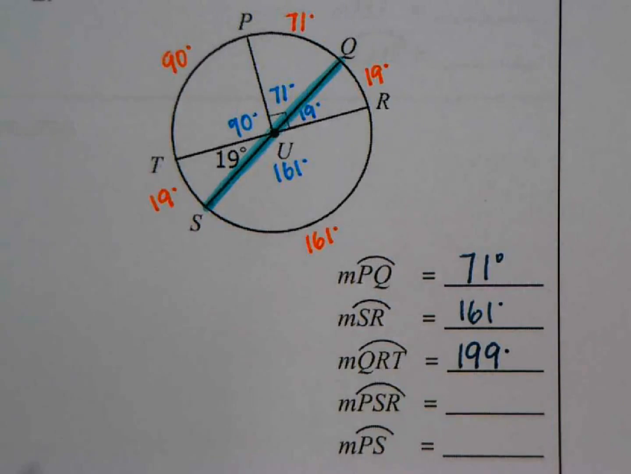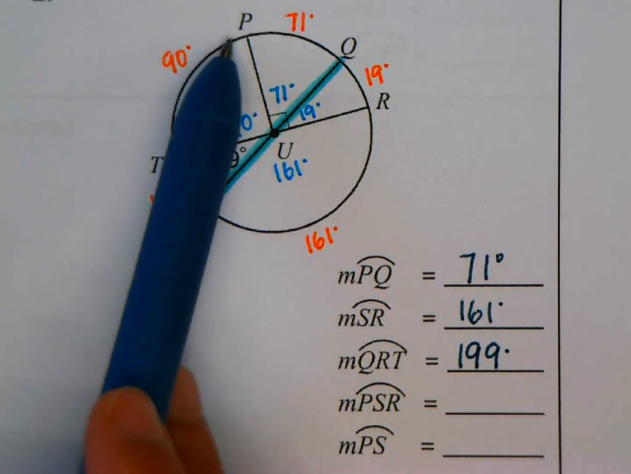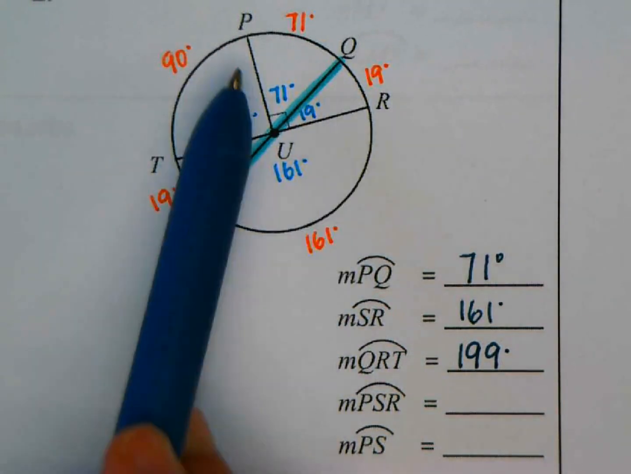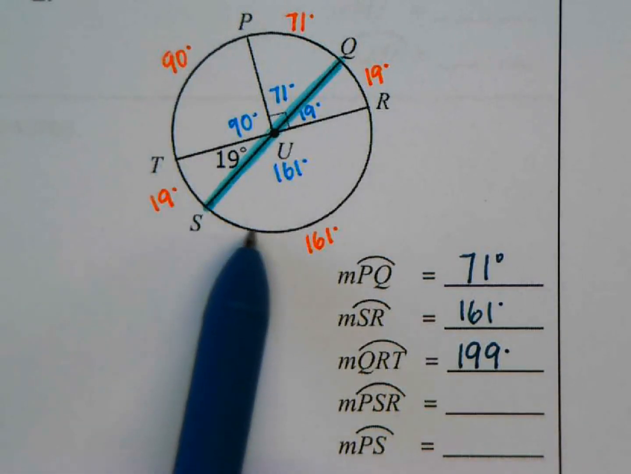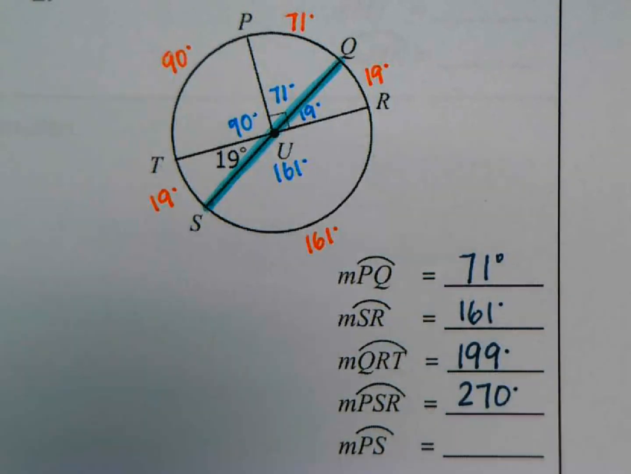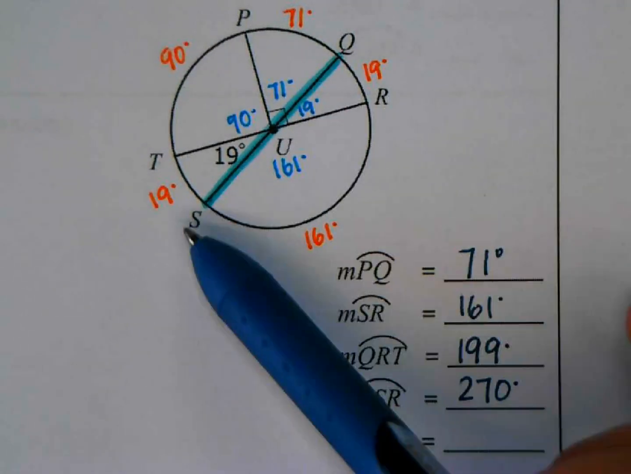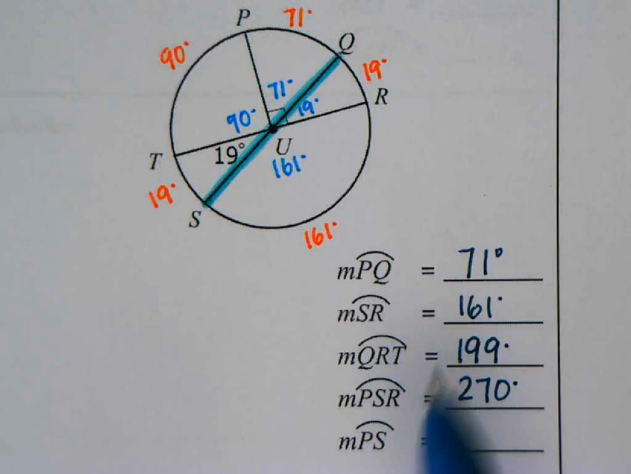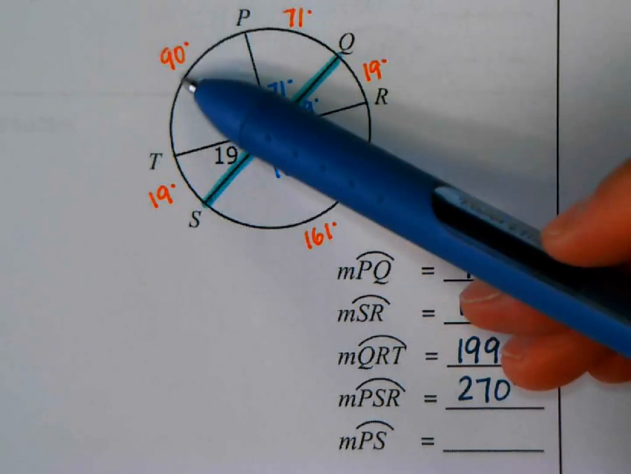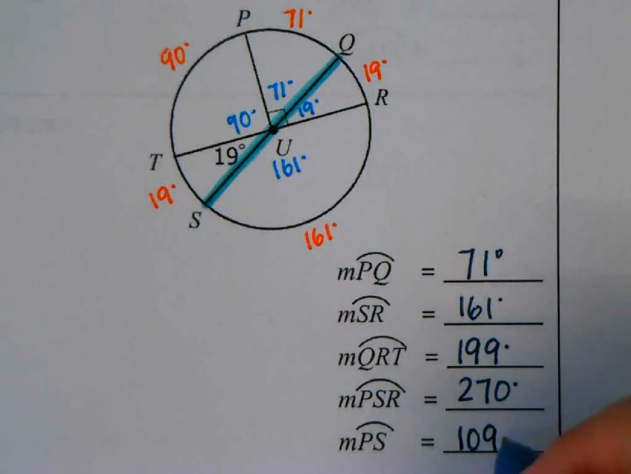PSR. Not this way. This way. PSR. So it's 90 plus 19 plus 161. That's going to be 270 degrees. And lastly, PS. Arc PS uses only 2 letters. So if I go this way, that's too big. Okay, if you use 2 letters, it has to be less than half the circle. So I'm going to do PS, this one right here, 109. Because 90 plus 19, 109.